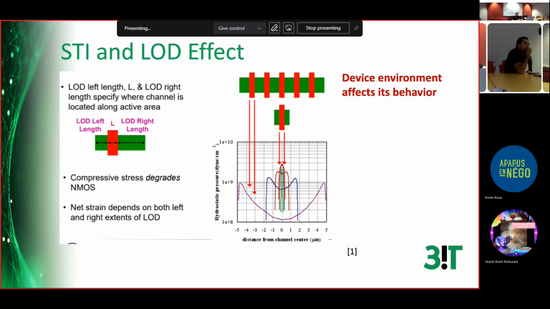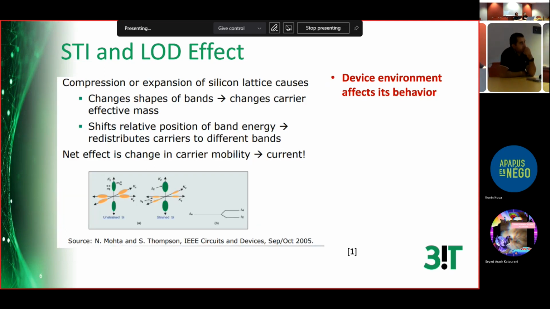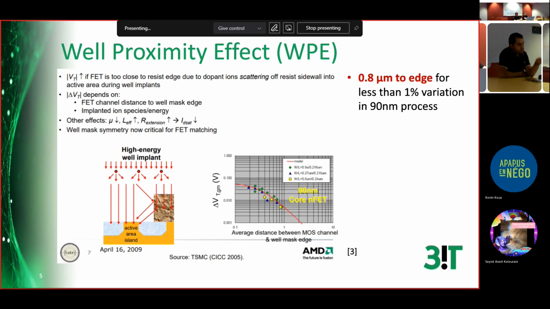For example, here, in the case where you maybe have just two dummies on each side, it will still see the stress, but less than here. If you put more, even less stress will be there. And if you go back to the other picture, by measurement, people discovered that usually after 1 micron, there is no point to put more.